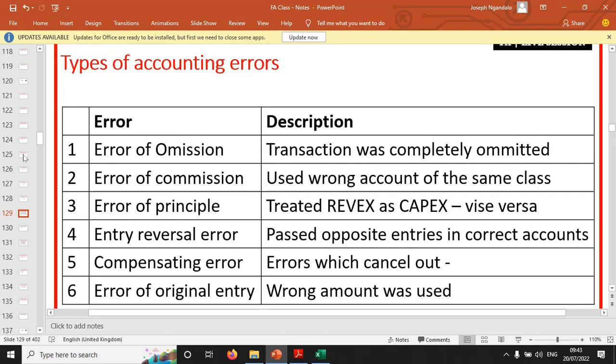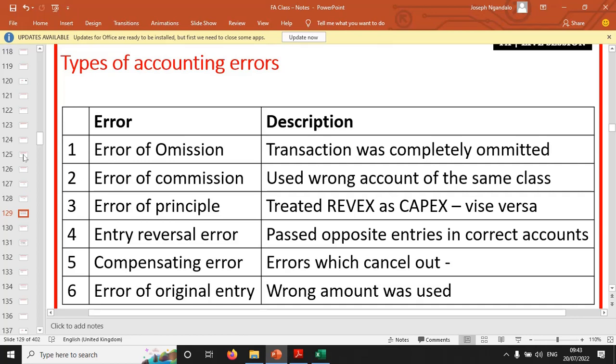Compensating error. Slap me, then I'll slap you back. Ladies, you don't do this one, eh? If somebody shouts at you, don't shout them back. It's honor. Anyway, it is very difficult to turn the other cheek.